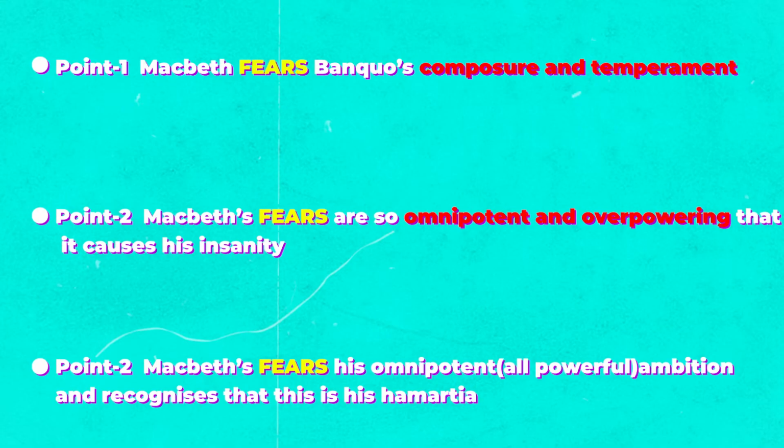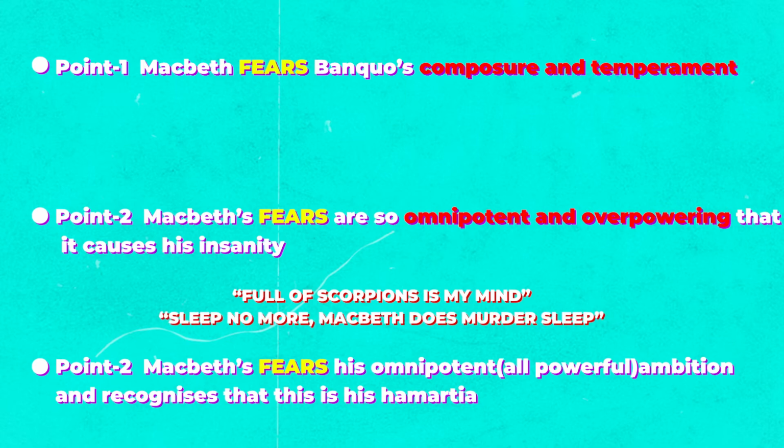So just so it's out of your head, you're not worrying about, oh my God, I'm going to forget the quote. Just have it down as soon as you get into the exam. You've written down your points, and then just write down the 2 quotes you're going to use for each point. So for example, for my second point, about Macbeth's fears being omnipotent and overpowering, and this results in his insanity, I might use the 2 quotes of, "Oh, full of scorpions is my mind," and I might also note down, "Sleep no more, Macbeth does murder sleep." So I've written down my 2 quotes that I'm going to use for that point. I can park that. That's out of my head. I don't need to worry about forgetting the quotes or anything.